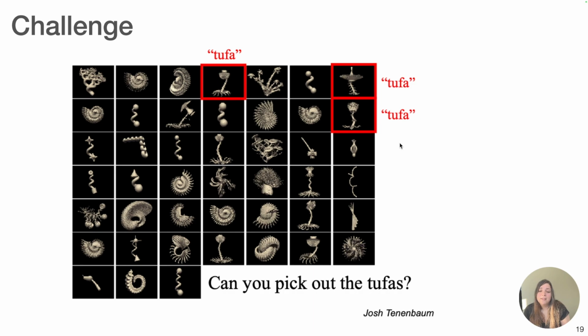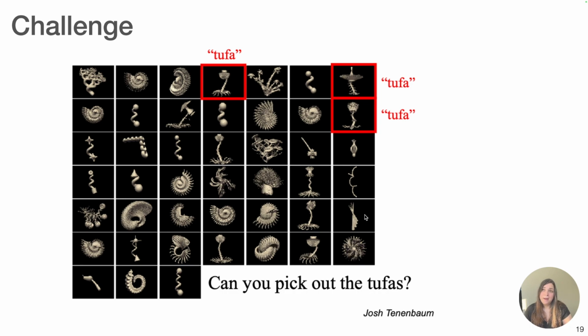So for me, for example, I think that this might be a tufa, this one and this one, for example. These don't really look like tufas. But different people would have different opinions, but in general we might all agree that a tufa is something that has some sort of head, stem, and roots. And we only need to be shown a couple of examples, and we as humans generalize and can identify other tufas.